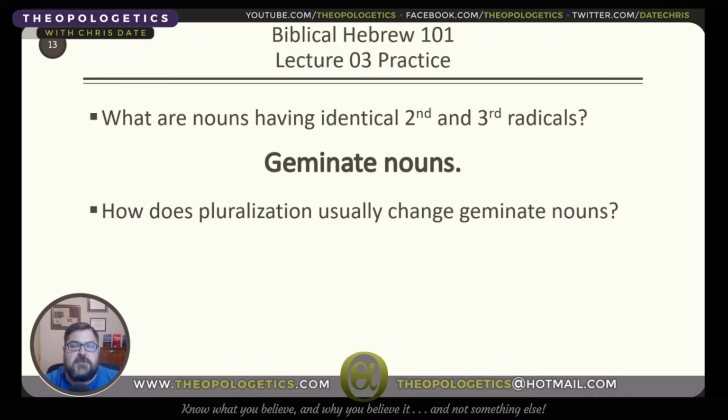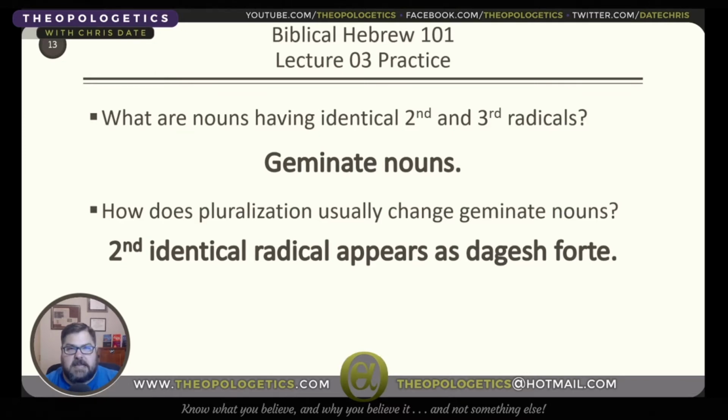How does pluralization usually change geminate nouns? The second identical radical in the root reappears as a dagesh forte. So remember the word for example, that's ayin patach mem. The root of that word is actually ayin mem. But Biblical Hebrew doesn't like words to end in a dagesh forte, so they can't put a dagesh forte in the mem to double it, and they don't want to have amam. It would be weird. So the singular is just one of the two identical mems just disappears entirely, but when you pluralize it, that second identical mem reappears as a dagesh forte, usually in geminate nouns.